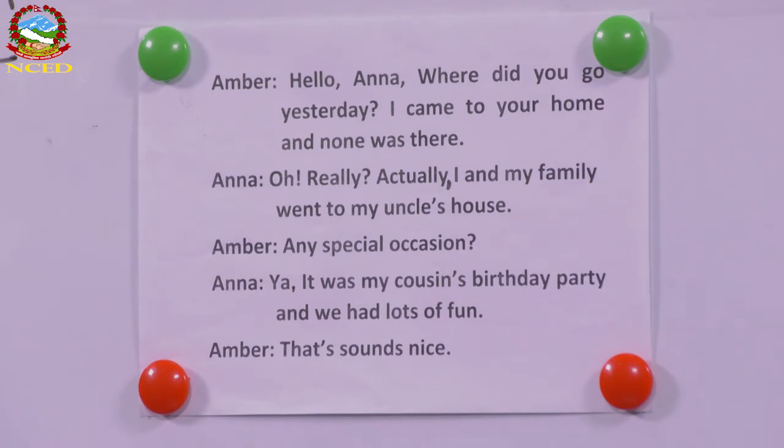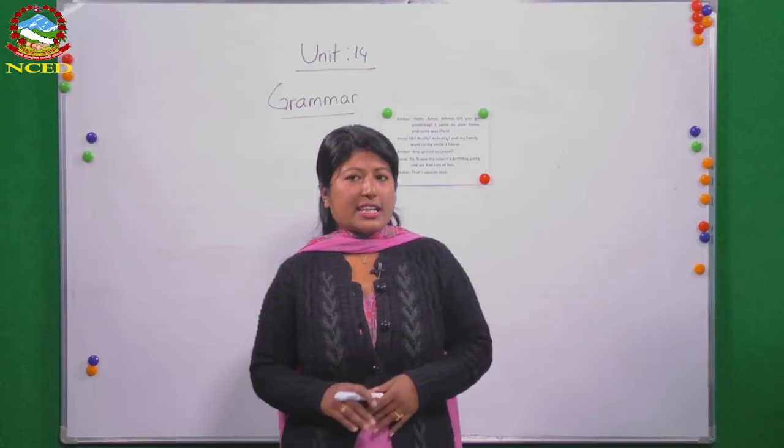The conversation is between two persons, Amber and Anna. And it goes like this. Amber: Hello, Anna. Where did you go yesterday? I came to your home and no one was there. Anna: Oh, really? Actually, I and my family went to my uncle's house. Amber: Any special occasion? Anna: Yeah, it was my cousin's birthday party and we had lots of fun. Amber: That sounds nice.